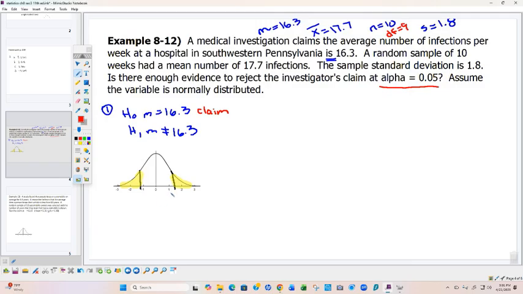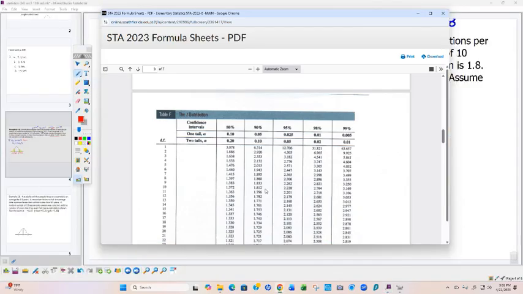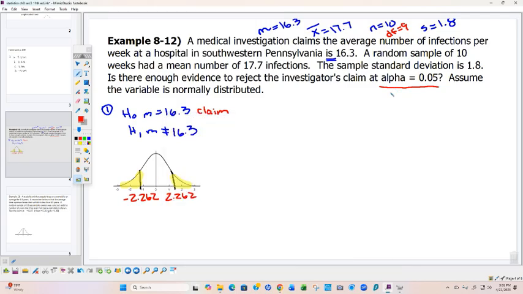And then I want to show you something else about this chart. I like that it has two tails, but one thing that students have trouble with on this chart is remembering that it doesn't give you a negative. If you have a left-tailed test, you have to remember to make that value negative. So when it's left-tailed, you make it negative. Right-tailed, you make it positive. The chart doesn't do that for you like the z-table does. So for our step 2 down here, we're going to write critical value equals plus or minus 2.262.